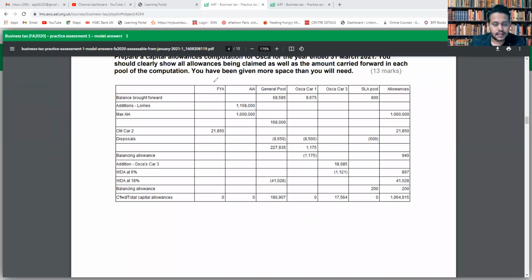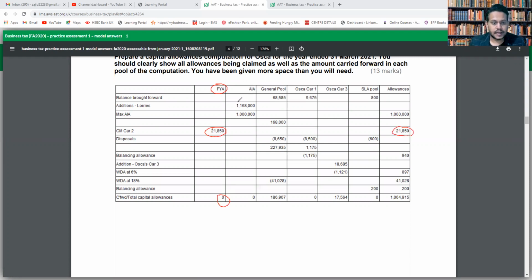So the first one you can say FYA, that is first year allowance. So this is only for the car. Remember that first year allowance is only for the car, and the car is an electric car or any car that has less than 50, or 45 gram emission. So we'll have a full first year allowance. So this is car number 2 that we purchased, 21,850, and there is nothing. The balance is 0. You can see we get the full allowance.